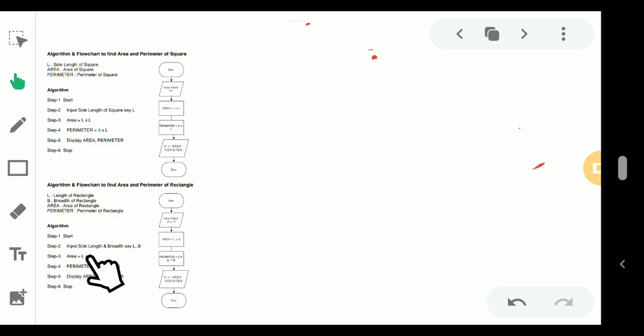Then step 3, area. The area formula is L into B, so Area equals L into B. Step 4, calculate the perimeter. The perimeter formula is 2 into (L plus B). After we have calculated area and perimeter, we display them: print area and perimeter, and stop. The last step is stop. So how can we do it as a flowchart?